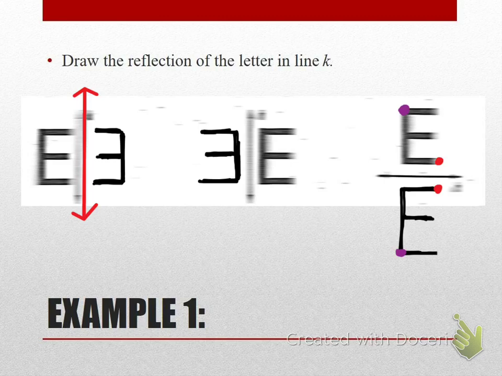Questions about lines of reflection? How to reflect? Okay, when we're just freehanding it, we're just kind of making it look similar. We'll get to a coordinate plane very soon. Questions about these ones before we move on? Okay.